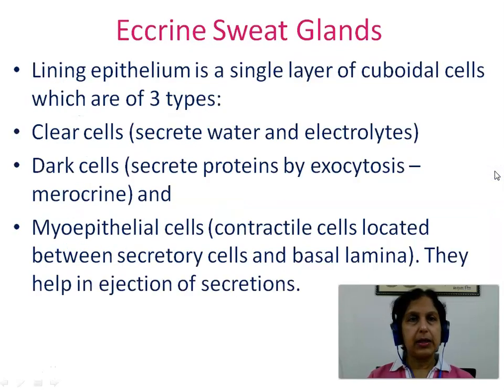The lining epithelium of the secretory part is a single layer of cuboidal cells which are of three types. Clear cells, which secrete water and electrolytes. Dark cells, which secrete proteins by exocytosis, that's the neurocrine type of secretion. And myoepithelial cells, these are contractile cells located between the secretory cells and the basal lamina, and they help in ejection of secretions.